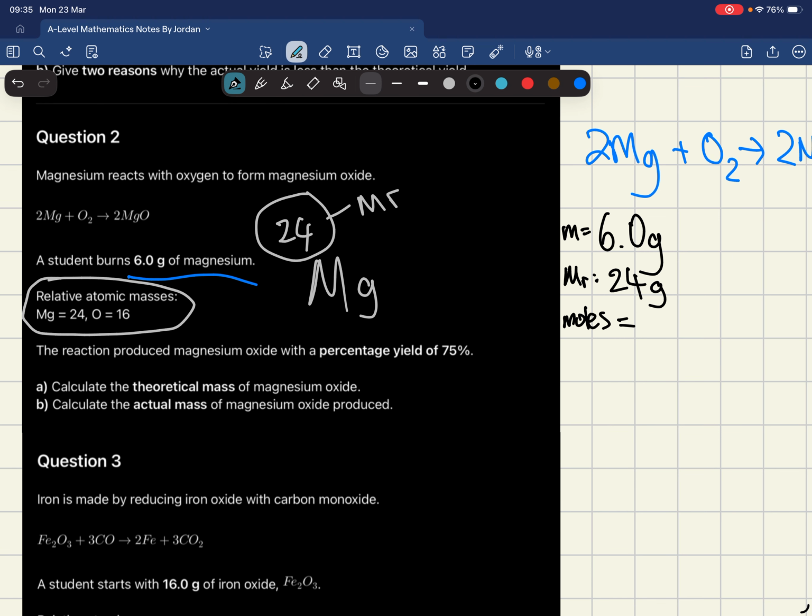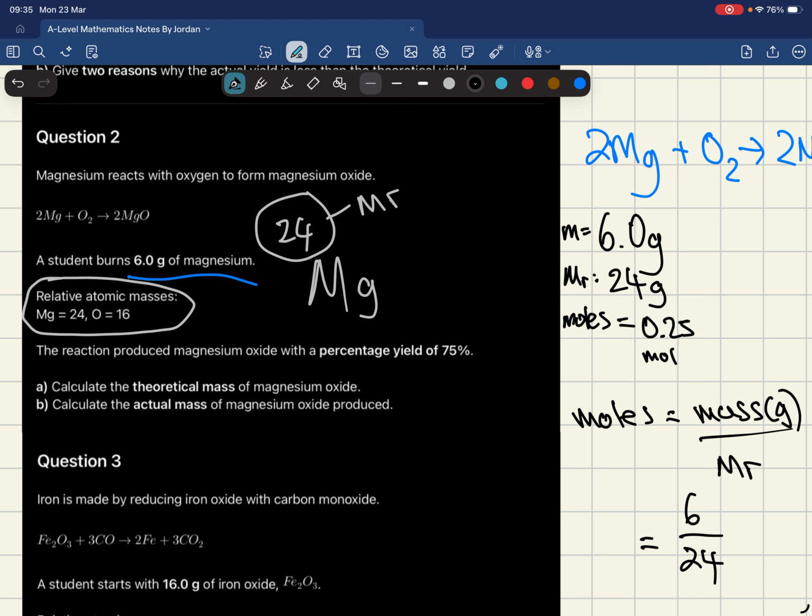And to calculate moles, moles is equal to the mass in grams divided by the MR. And so for this one, it's going to be 6 divided by 24, which would give you 0.25 moles. Okay. So that's magnesium.